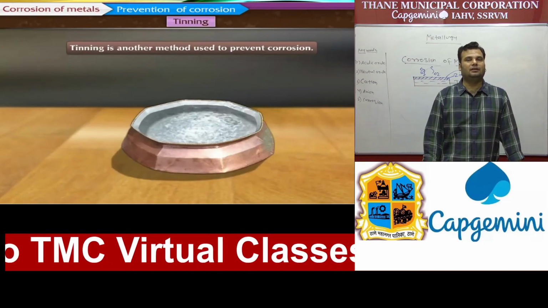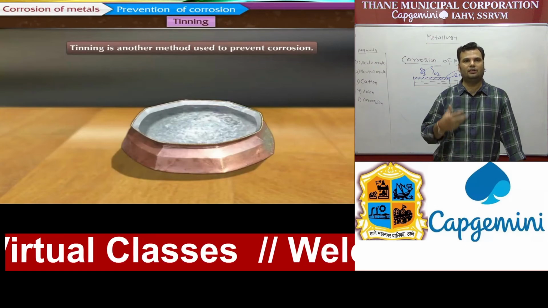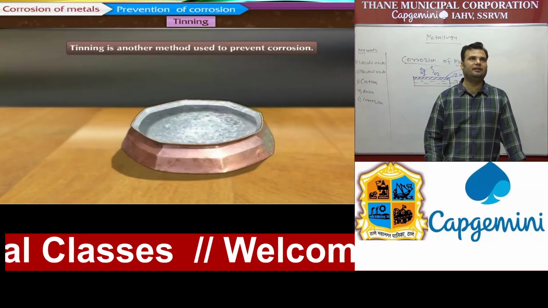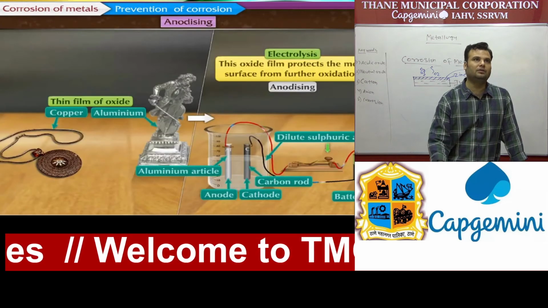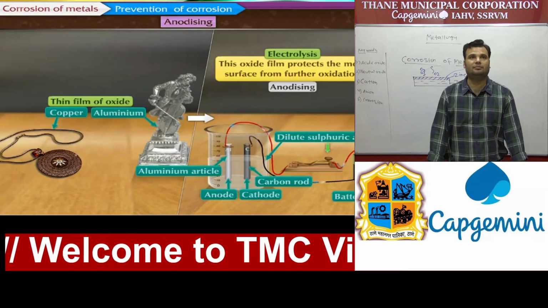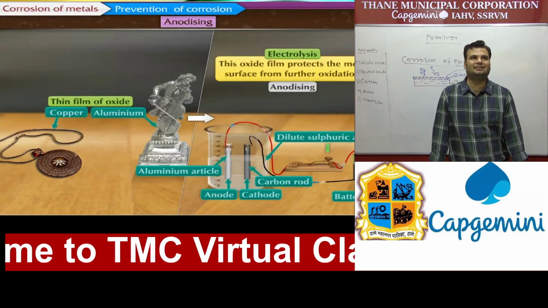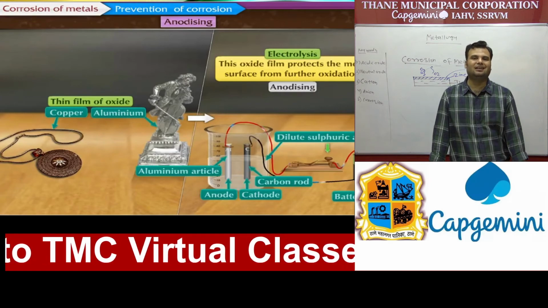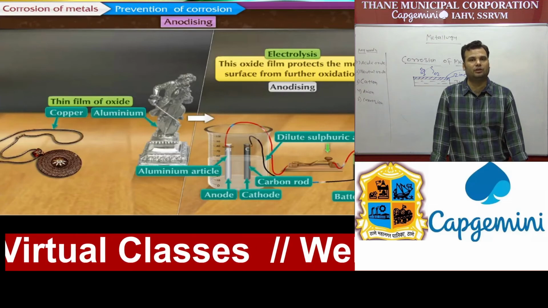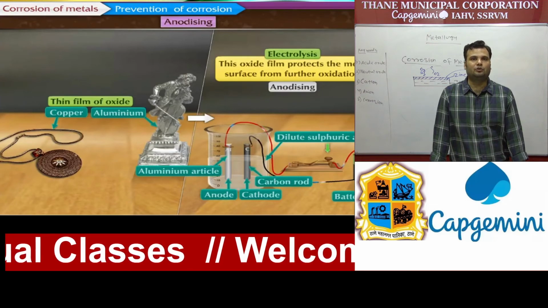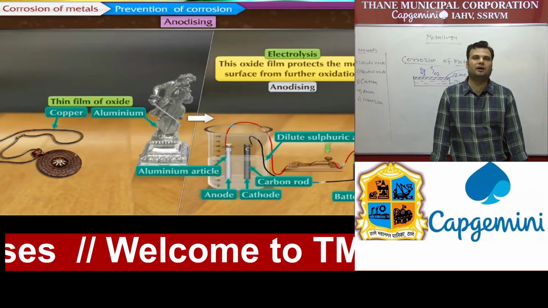Next, tinning is another method, also called kalai in Hindi. We can coat iron with tin to prevent corrosion. And the next method is very important, students: anodizing. So what is anodizing? You can see silver or aluminum articles have different colors and shades, they have a shiny surface, and they also have a black coating. This process forms an oxide film that protects the metal surface from further oxidation.